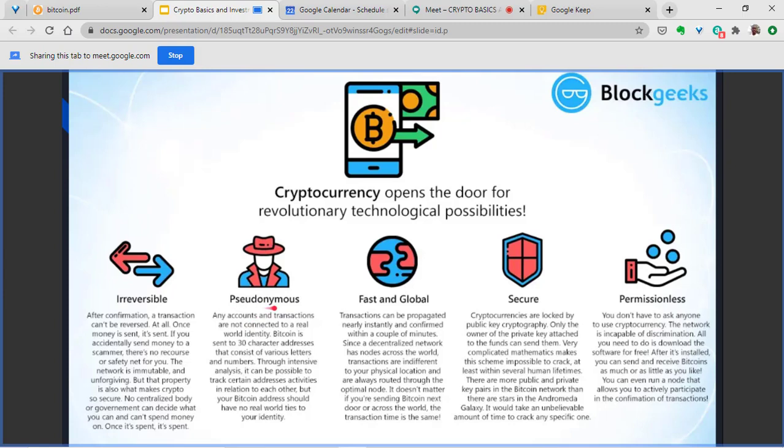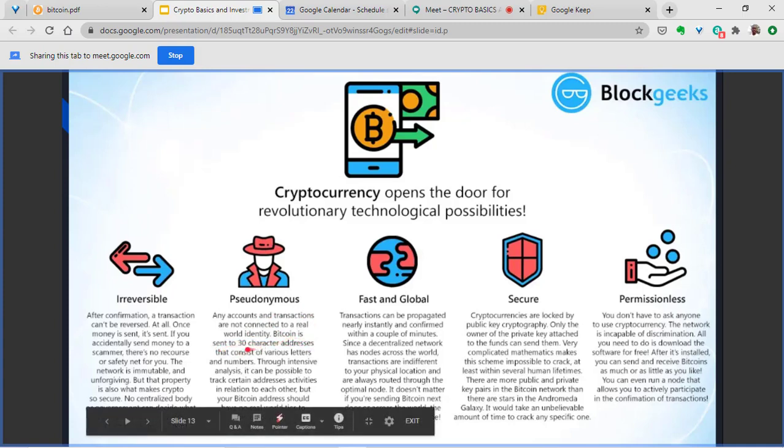Then pseudonymous. Pseudonymous just means the accounts and transactions on Bitcoin are not really connected to a real world identity. Bitcoin is just a series of 30 character wallet addresses. They have various numbers, various letters in them. I don't know if you've ever seen one. Actually now there are more sophisticated platforms that can analyze that ledger, what we call the blockchain, and track some transactions. But it's difficult to do.